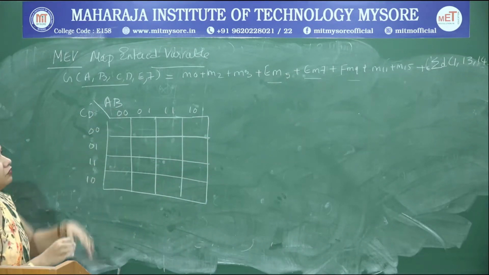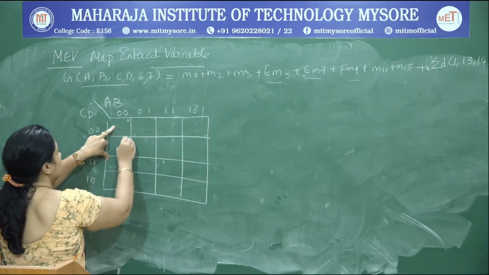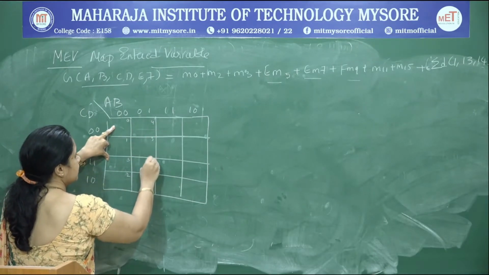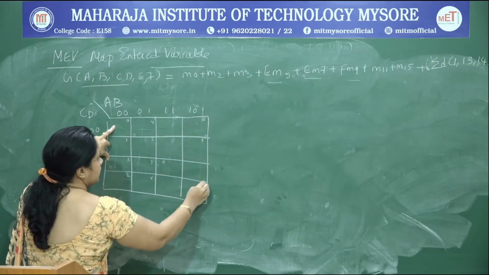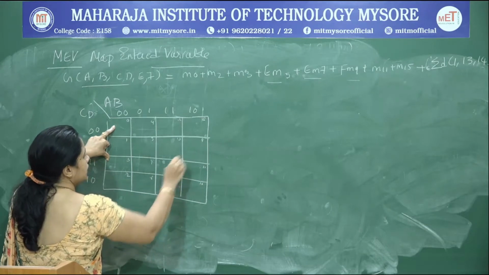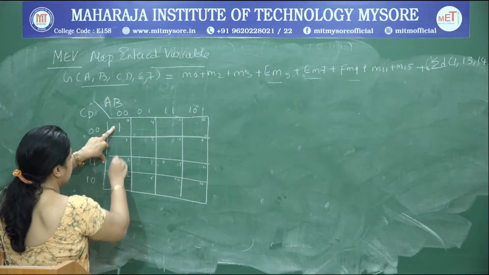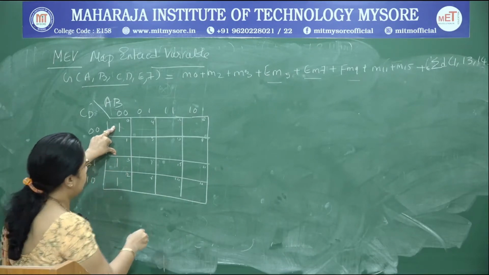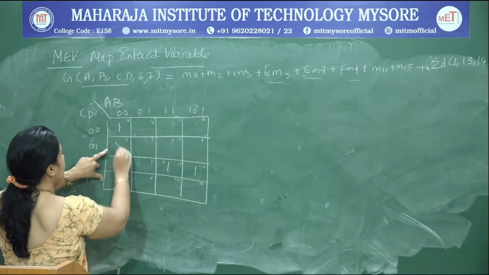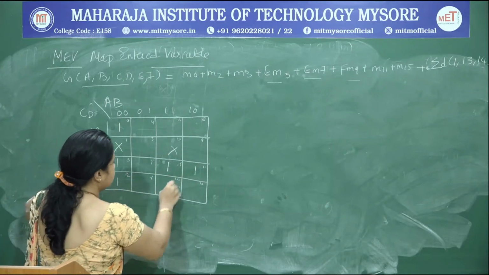First we will map this onto the K-map. So M0, this is 0, 1, 2 and 3, this is 4, 5, 6 and 7, this is 8, 9, 10 and 11, this is 12, 13, 14 and 15. M0 is a 1, M2 is a 1, M3 is a 1, M11 is a 1, M15 is a 1, and the don't cares are 1, 13 and 14.